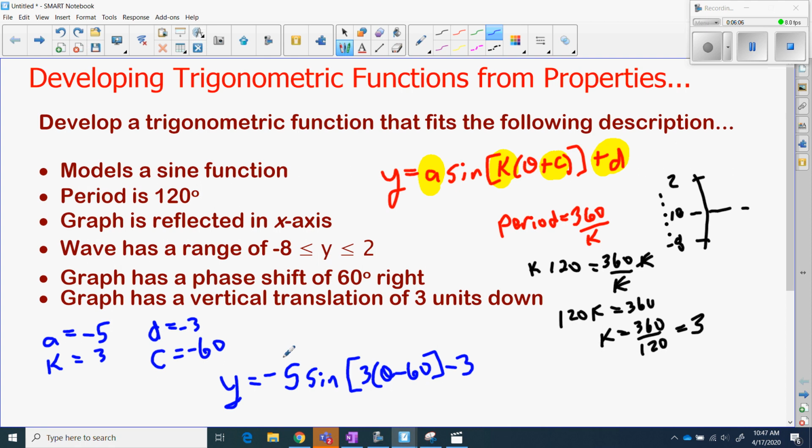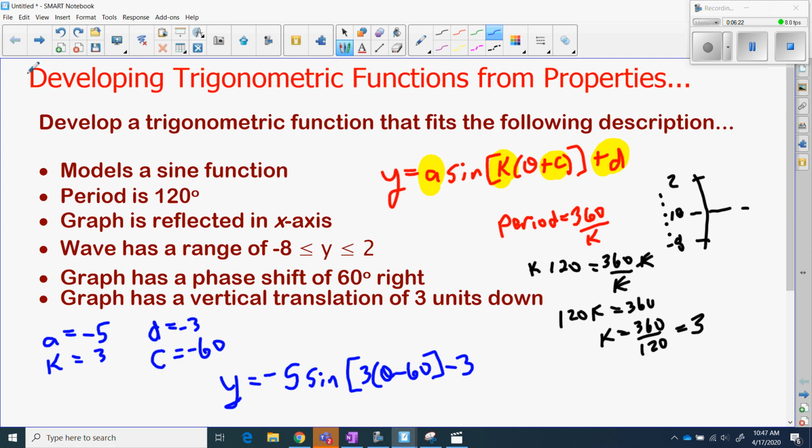So that's the equation. Now, if someone said, what if it said cosine? It wouldn't make one bit of difference. The only difference would be I'd write cosine here instead of sine. So it doesn't matter. They're both done using the same strategy, which is a nice thing. All right, let's move on.